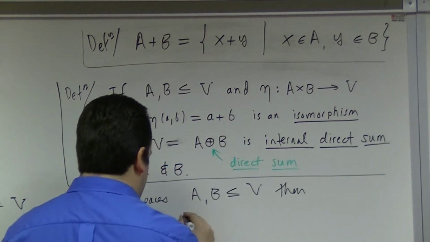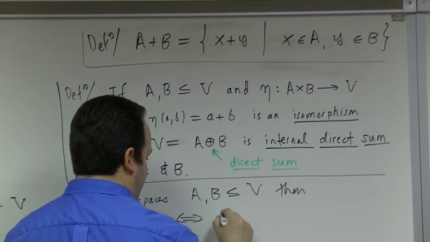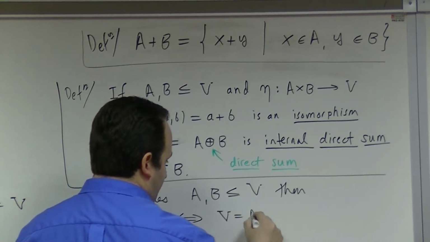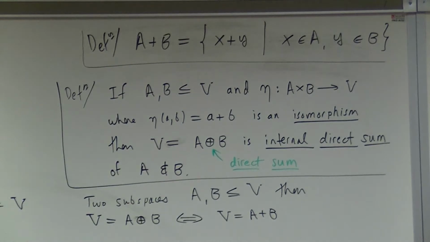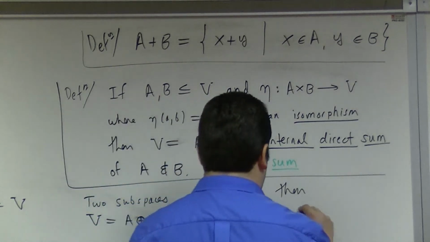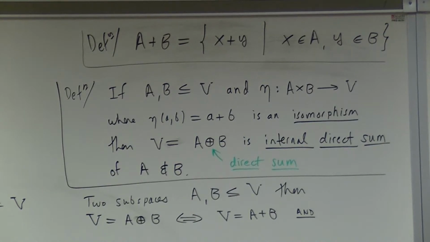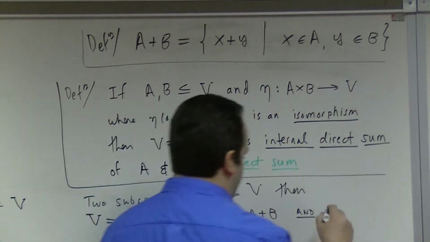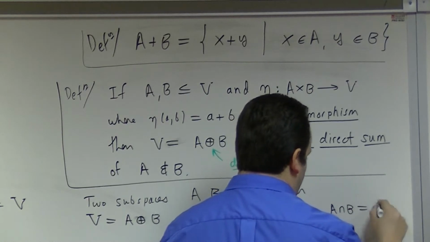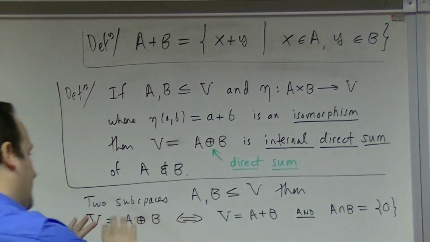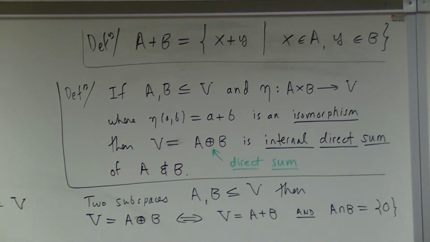We get two conditions. How about this? One thing is V is equal to A plus B. What's the other condition I need? And the intersection is the zero set. Right, the intersection of A and B is just 0. So just in terms of subspaces alone, that's the definition of internal direct sum.